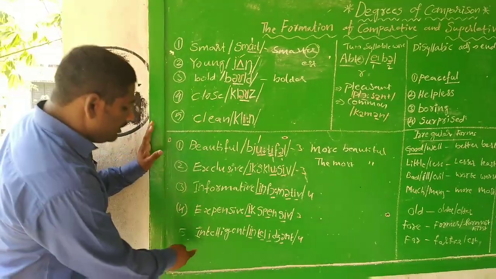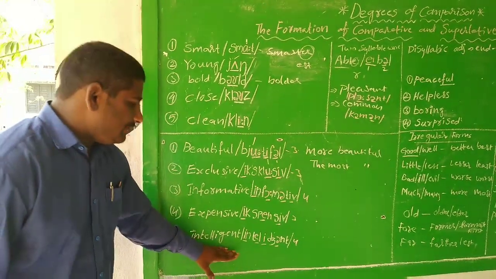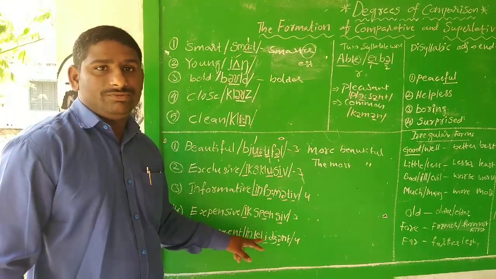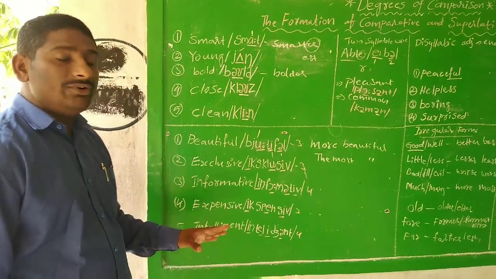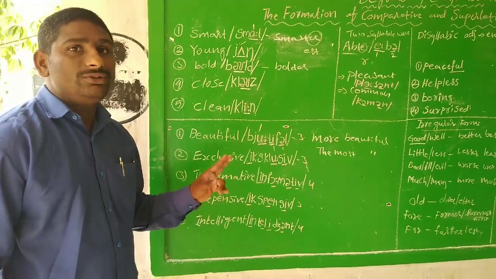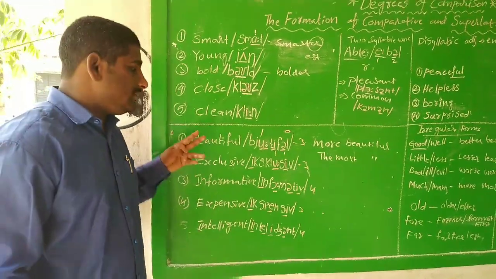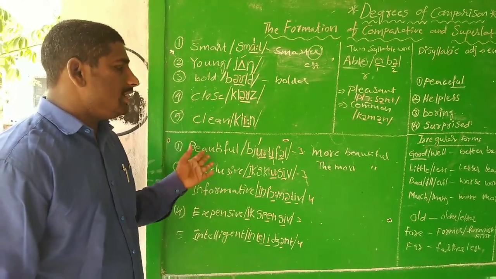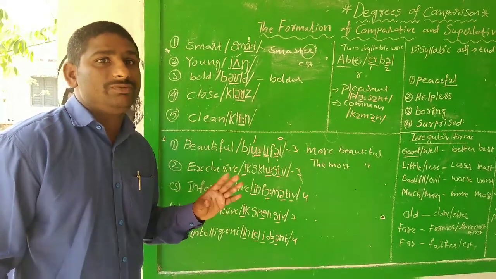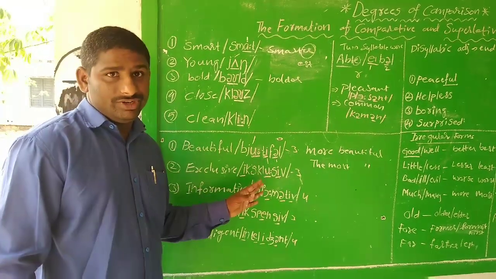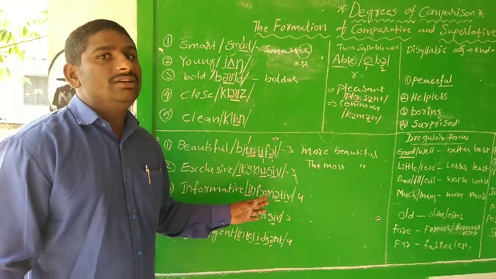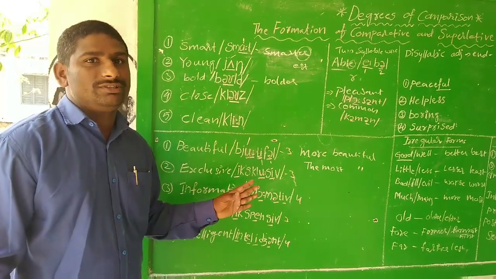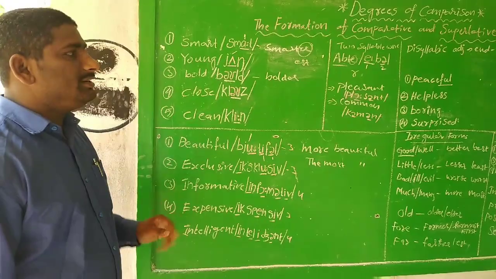Okay. So next, intelligent, and 1, 2, 3, 4. Again we have 4 syllables. So whenever you find a word consisting of more than 2 syllables, you can start with 3 syllables at minimum, and polysyllabic words always use the prefix more in comparative degree and most in superlative degree, and in the superlative degree the definite article must be used. Okay, and this is one condition.